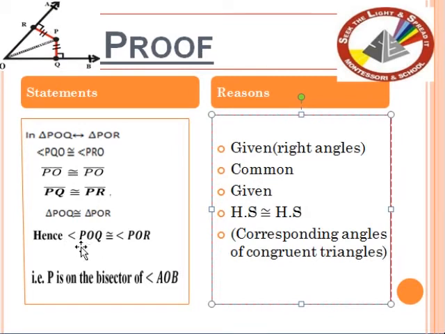In this way, we can say that angle POQ is equal to this angle. Both the angles are congruent angles. So we will write in reason that these are the corresponding angles of congruent triangles. In this way we can prove that P is lying on the bisector of angle AOB.